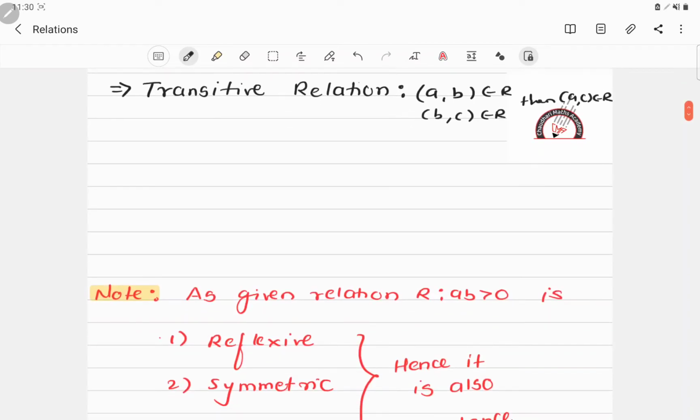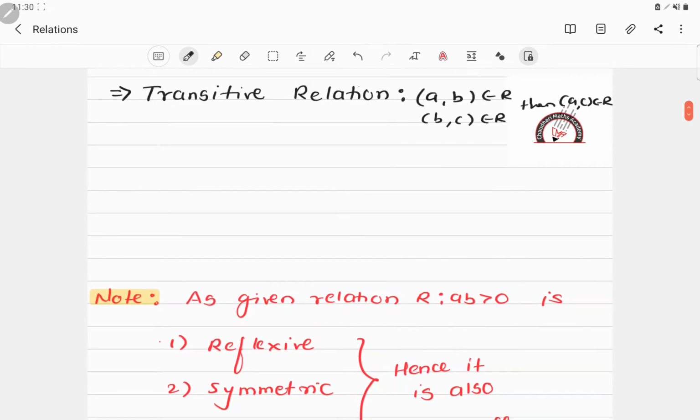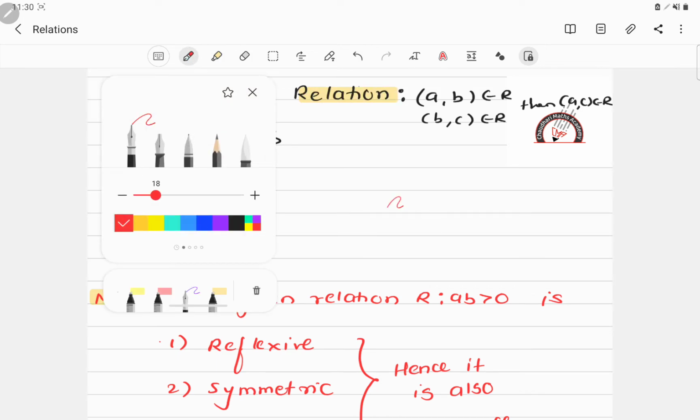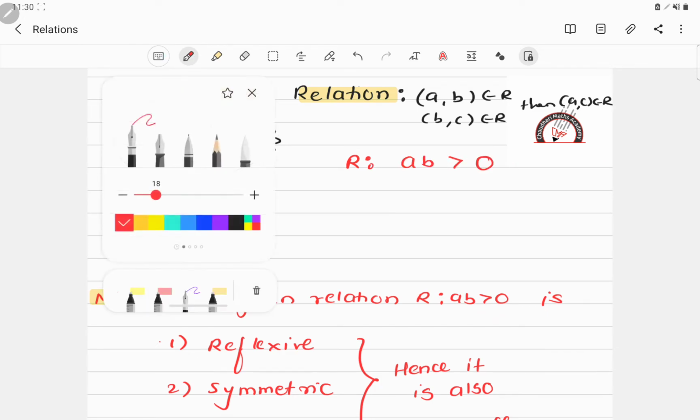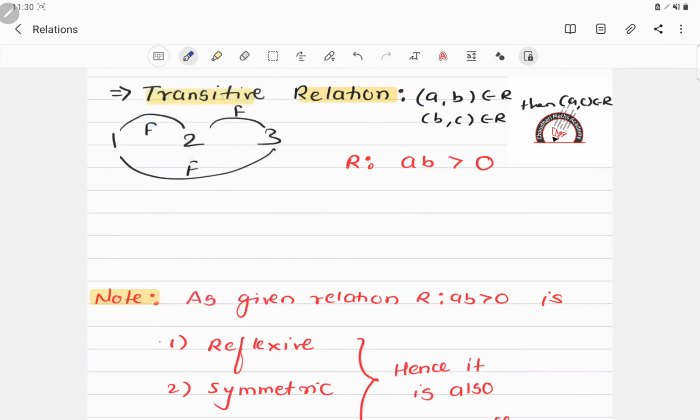Okay, now it's time to cross check the transitive kind of relation. So what is transitive? It's like 1, 2, 3 are friends. 1 is a friend of 2, 2 is a friend of 3, then 1 and 3 are also friends of each other. So this particular thing is called a transitive type of relation. Okay, let me focus on the relation which is given in the form of the formula ab greater than 0. Case number 1: 1 is a friend of 2. So the ordered pair is 1 2. So 1 into 2, is it greater than 0? Yes, it is greater than 0.